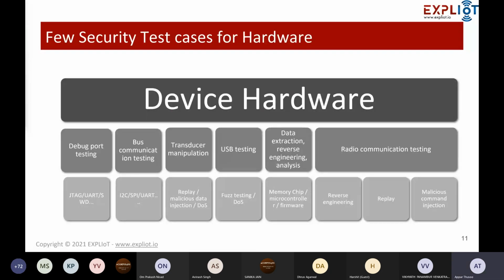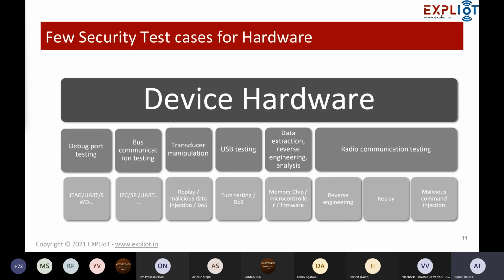Giving you an example of some of the test cases that can be performed on the device hardware. On top, you can see the device hardware. Breaking it down, we have 6 different elements of the device hardware. We have the debug port testing, the bus communication testing, the transducer manipulation, the USB testing, data extraction, reverse engineering and analysis, and radio communication testing. This is just an example of device hardware that has all these different elements, and it varies from device to device.